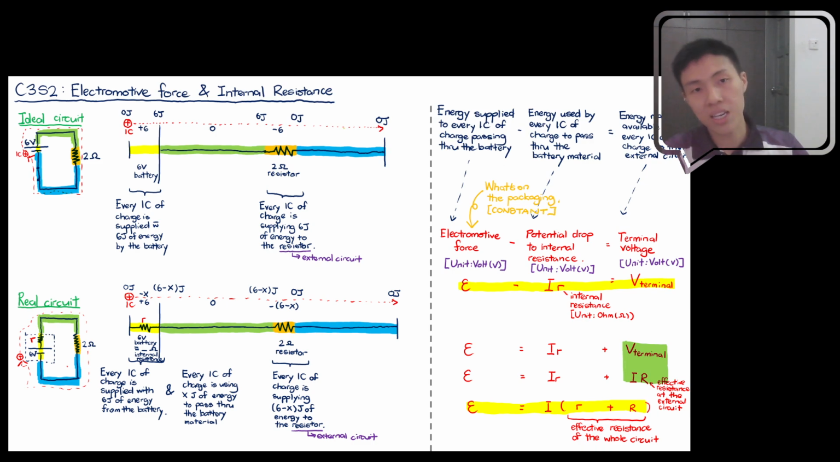Okay, in this case, I mentioned this is a 6 volt battery, right? That means this 6 volt over here is the epsilon. So this epsilon is constant.